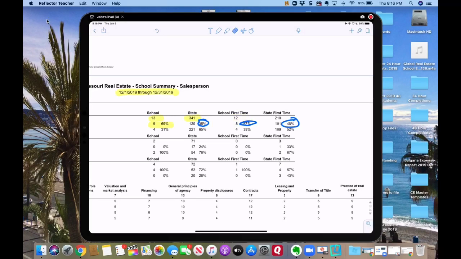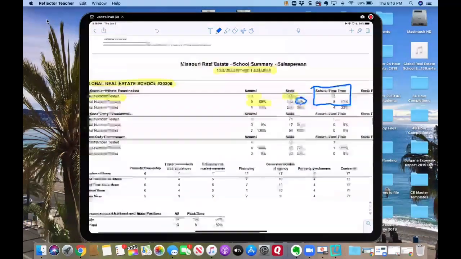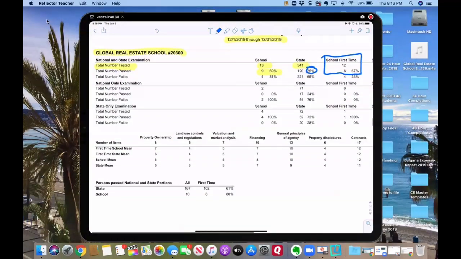So I just wanted to show you that I think that's really good. And I'm not going to pull up the other schools here. You can get this information off the state website. But I think this just shows that we're right up there close to that 70% mark. And I can tell you that we did very, very well.